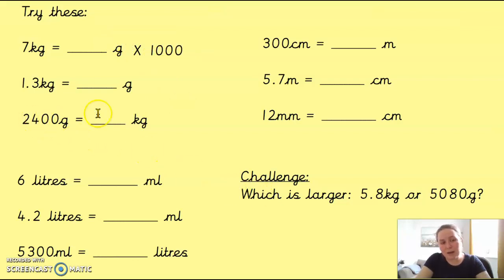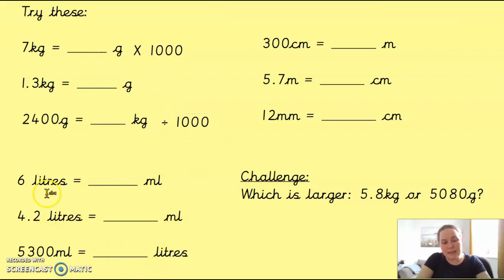If I'm going from grams to kilograms, I don't want my number to get bigger. Okay, 2,400 grams is going to be less than that in kilograms. So I am going to want to divide. So I'm going to divide by 1,000 there.